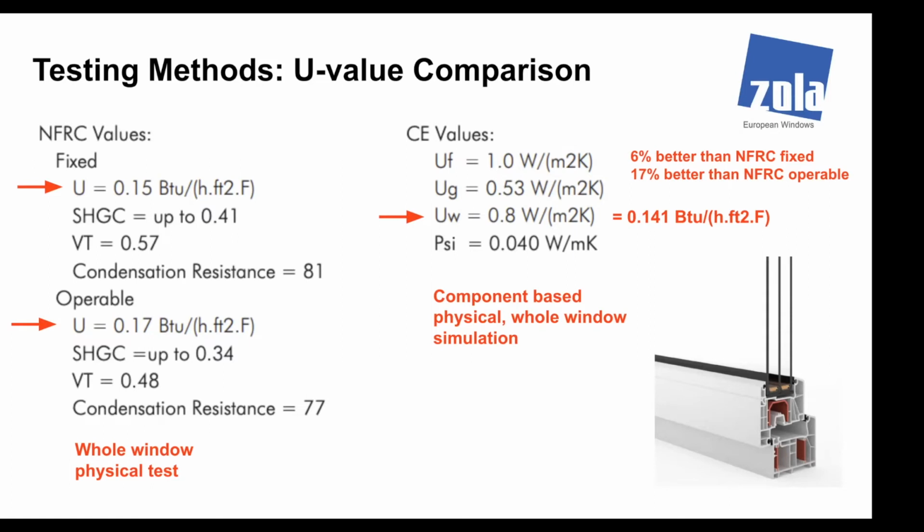And so what you get is a less rigorous test, if you want to call it that, because the temperature is 32 degrees Fahrenheit higher in the CE value test. Therefore the same window appears better, and you can see that it appears better, especially for the operable portion as compared to the fixed. Do note that NFRC and CE are not comparable, and it causes confusion, and you need to know which to use where. I'm going to go back to the previous slide and explain that.